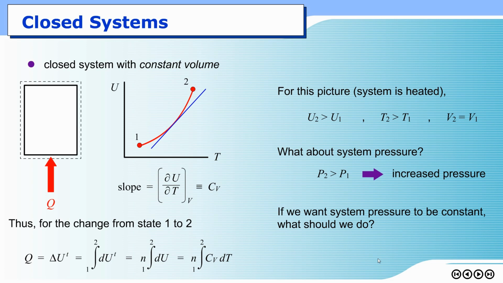But if we want the system pressure to be constant, what should we do? In that case, you want to fix pressure. Again, you cannot fix pressure and volume at the same time. If you want to fix pressure and change temperature, you have to allow the system to change its volume. In this case, you have to allow the system to expand if you want to put heat in there and try to keep pressure constant. And in this case, the volume is no longer constant. That means the whole equation that we have derived has to be re-evaluated.